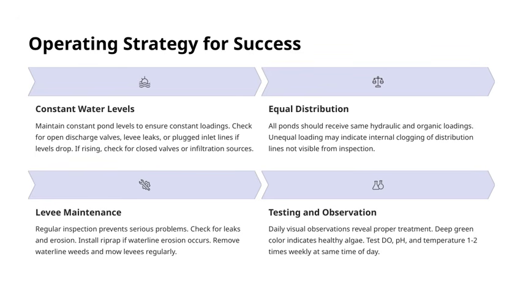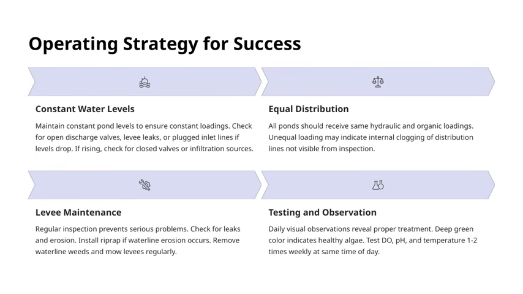Next, equal distribution of flow and organic loadings across all ponds is vital. When one pond is receiving more or less than others, it could be a sign of internal clogging in the distribution lines, something that might not be obvious during a visual inspection. Ensuring each pond gets the same treatment helps maintain overall system balance and efficiency.